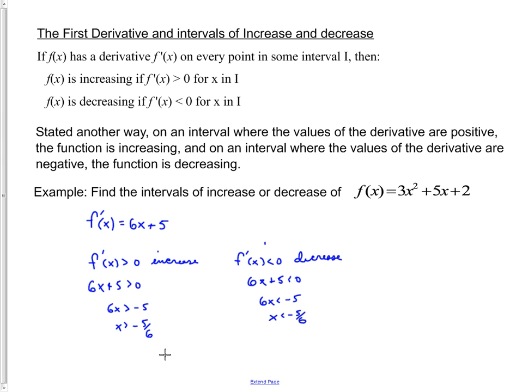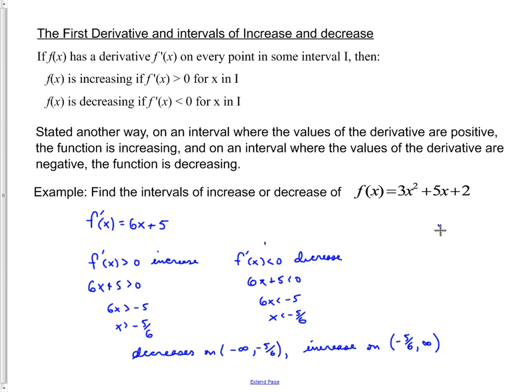So our function is going to change from decreasing, pardon me, it'll decrease on the interval from negative infinity to negative 5/6. Meanwhile, it's going to increase on the interval from negative 5/6 to positive infinity.